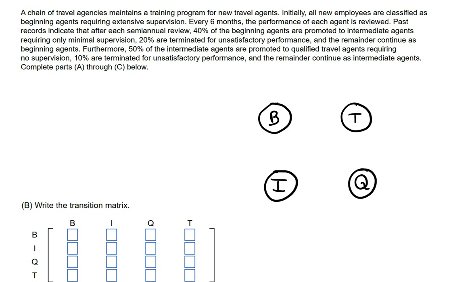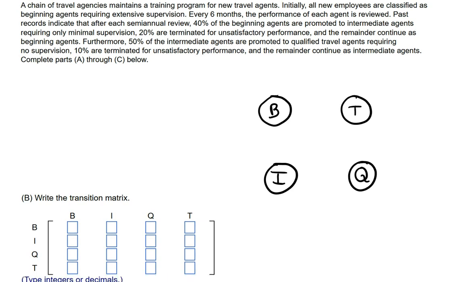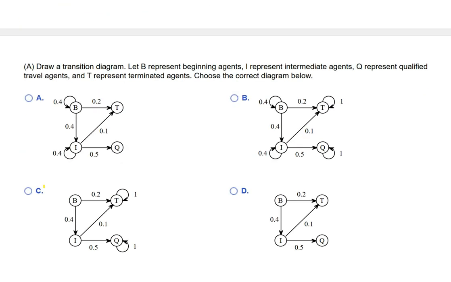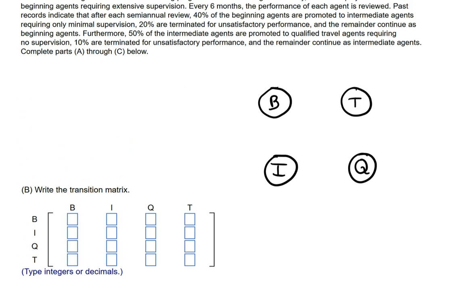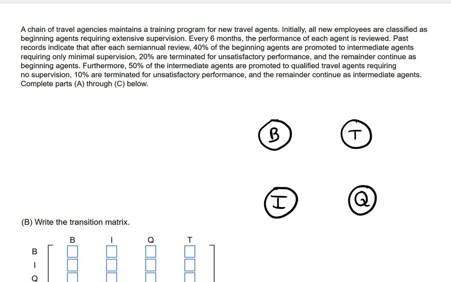This is number 23 in 9.1, and I noticed that the first question is multiple choice, and all four pictures go B, T, I, Q, so I just went ahead and labeled three circles B, T, I, Q. And then I read through this, and it tells me that right here, 40% of the beginning agents, that's B, are promoted to intermediate agents, which is I. So B to I is 0.40.